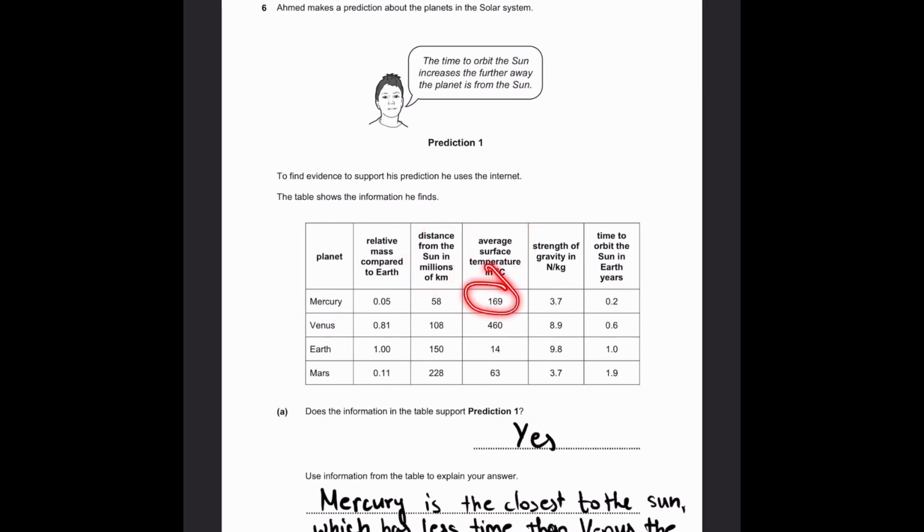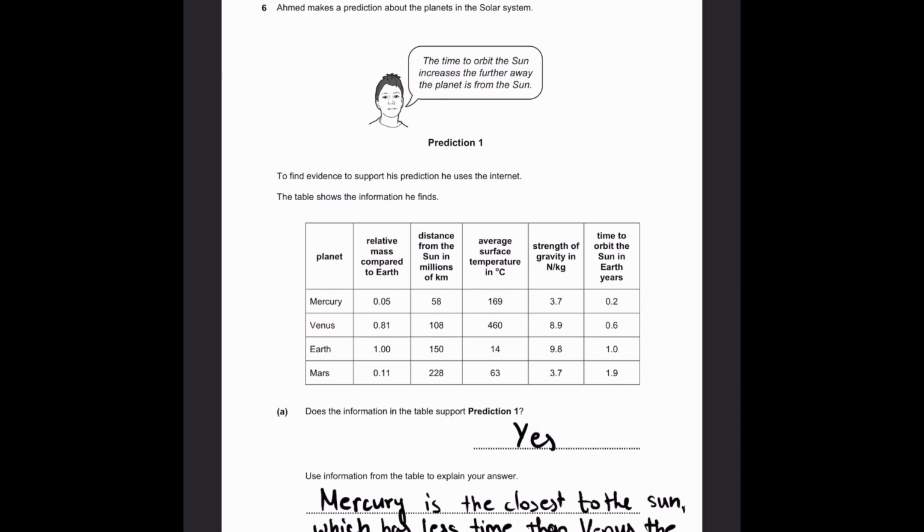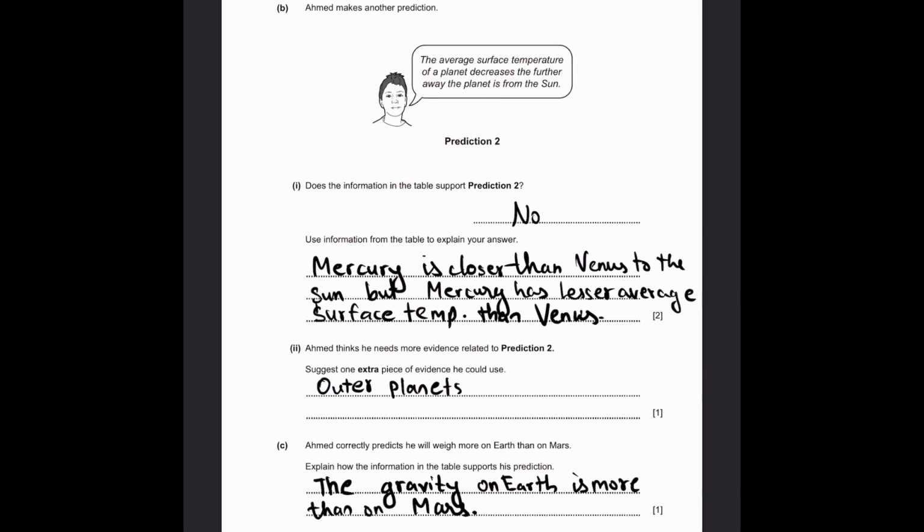So Mercury's temperature is 169 degrees and its distance from the sun is 58 million kilometers. Now we go to 460 degrees for Venus, and that's 108 million kilometers. If the distance increases, the temperature increases. Ahmed said that the average surface temperature decreases if the distance increases. So this already shows that his prediction is wrong. Mercury is closer than Venus to the sun, but has a lower average surface temperature than Venus. TEMP is just temperature. That's the answer.